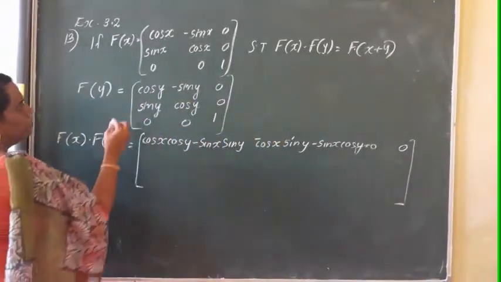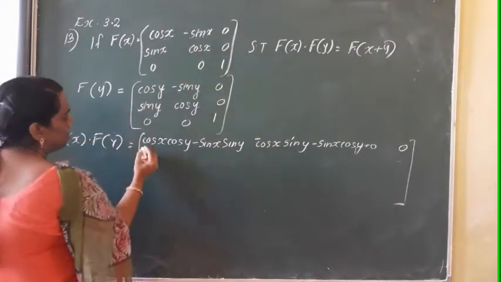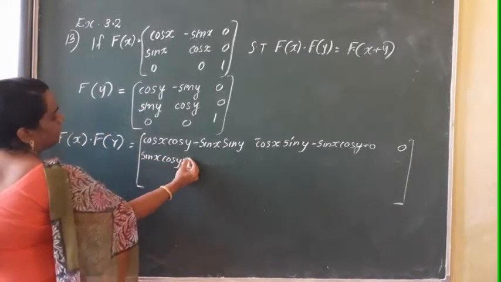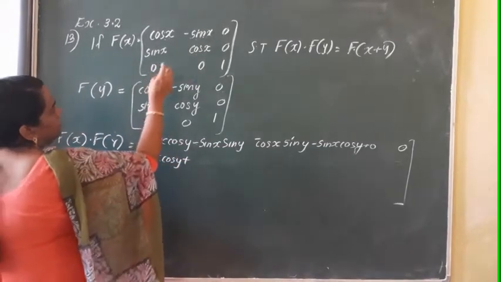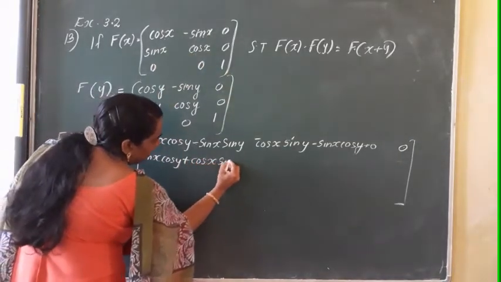Then the second row. Sin x into cos y, sin x cos y, plus. Next step, cos x sin y.